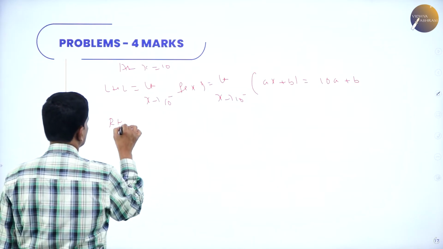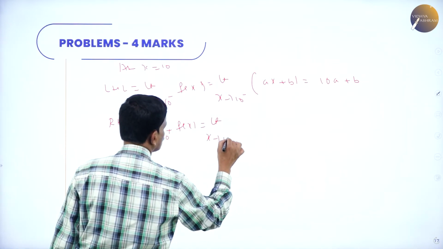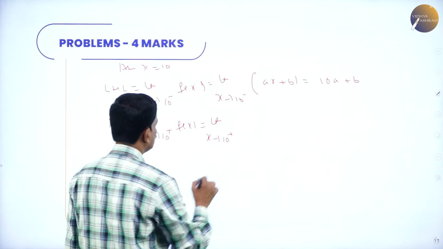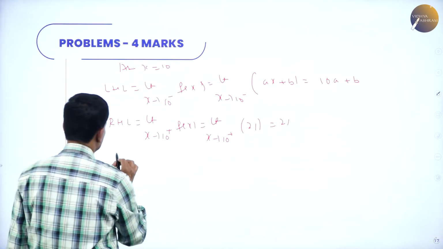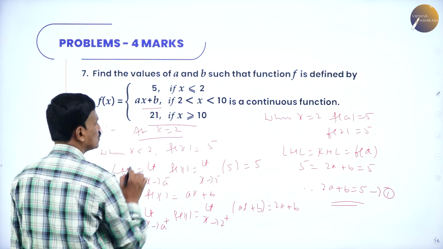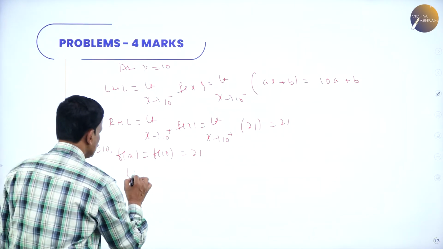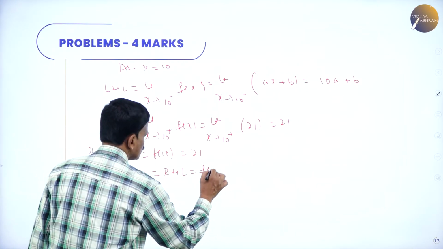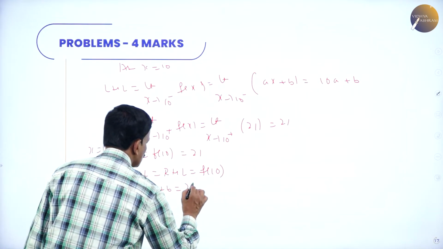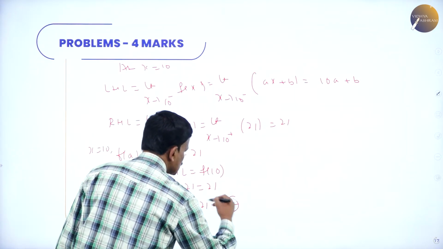Similarly the right hand limit is equal to limit x tends to 10 plus f of x. What is the value of f of x? When x is greater than or equal to 10, this is 21. So this is equal to 21. Again the functional value f of 10 is equal to 21. Since the function is continuous at x is equal to 10, left hand limit is equal to right hand limit is equal to functional value, that is 10a plus b is equal to 21. So therefore 10a plus b is equal to 21. Let us consider this as equation number 2.